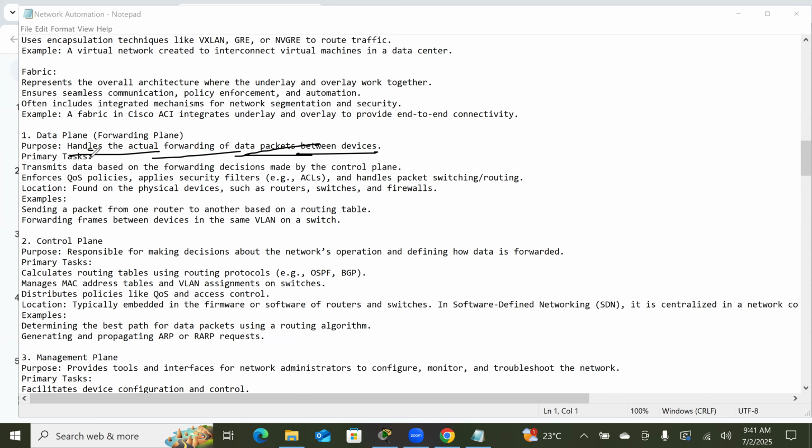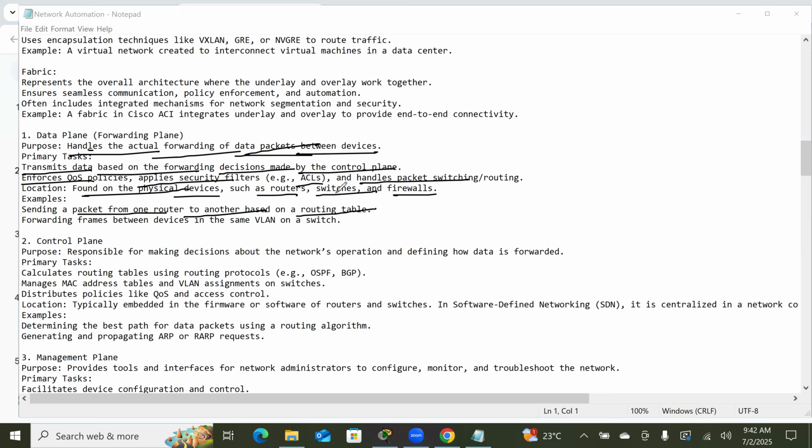Its primary task is to transmit the data based on the forwarding decisions made by the control plane. It takes the commands from the control plane and sends the data accordingly. It enforces quality of service policies, applies security filters like ACL, and handles packet switching or routing. You can find this on physical devices such as routers, switches, and firewalls. For example, sending a packet from one router to another based on the routing table.